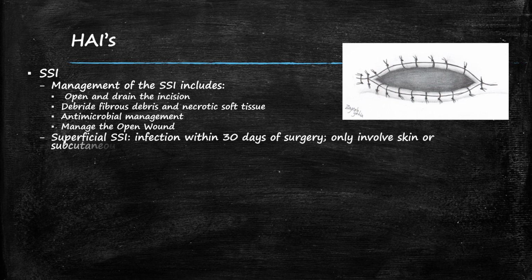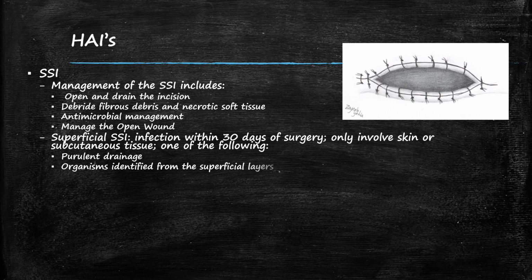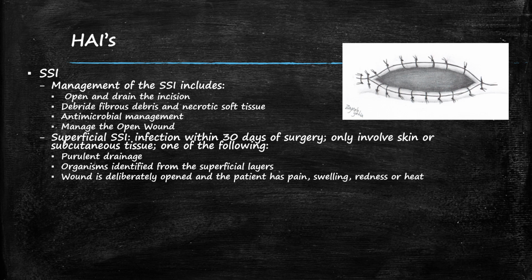The definition includes for superficial SSI that the infection occurs within 30 days of the original surgery and that the affected tissue is either the skin or subcutaneous tissue, plus one of the following: purulent drainage, organisms identified from the superficial layers, the wound is deliberately opened, and the patient has pain, swelling, redness, or heat. And also diagnosis by a surgeon does count for the superficial SSI.